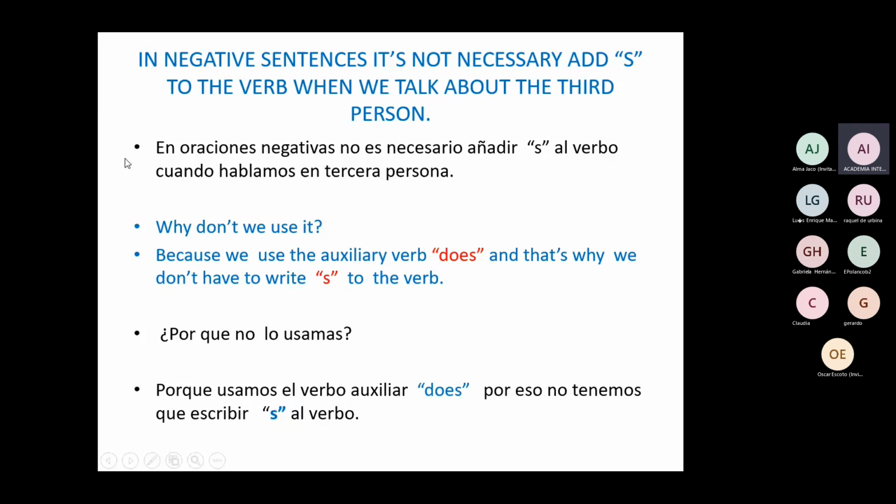And, well, this is not a contraction. In negative sentences, it's not necessary to add S to the verb when we talk about the third person. Lo que mencionaba, en oraciones negativas no es necesario añadir la letra S al verbo cuando hablamos en tercera persona. Why don't we use it? ¿Por qué no lo usamos? Because we use the auxiliary verb does. And that's why we don't have to write S to the main verb. Porque usamos el verbo auxiliar does. Y por eso no debemos añadir la letra S al verbo principal.